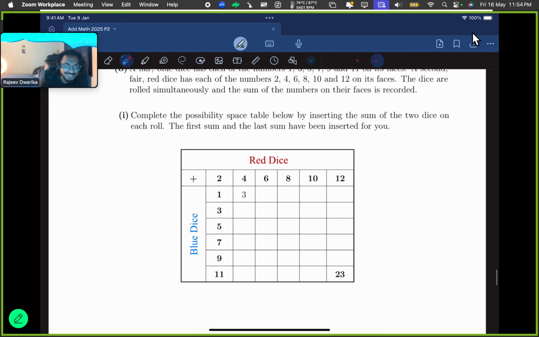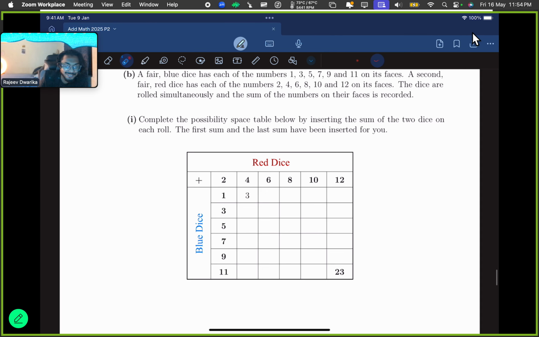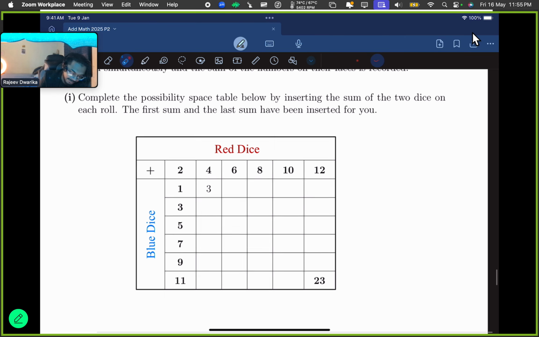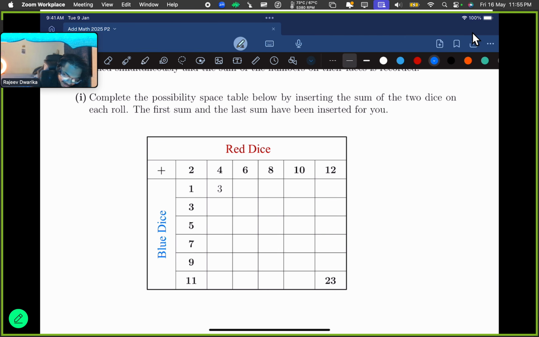Shift that top column. You shift it across. So that 4 is supposed to be a 2. Let me just fix that one time.